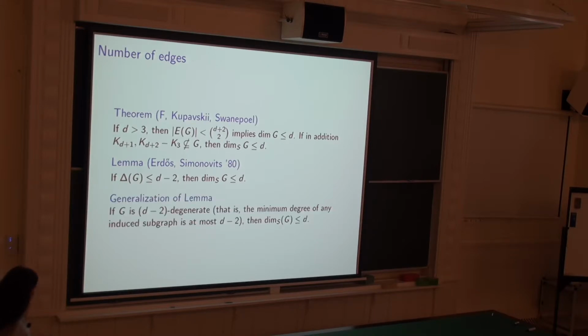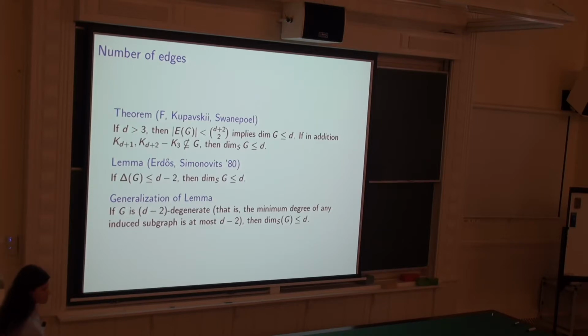And we can generalize this lemma, so we don't need that strong condition. It is also enough if the graph is d minus 2 degenerate, which means there is an ordering of the vertices such that each vertex has at most d minus 2 neighbors of smaller index. And then we can do the same. We take such an ordering, which proves the d minus 2 degeneracy, and then we add the points to the embedding on the sphere one by one according to this ordering.